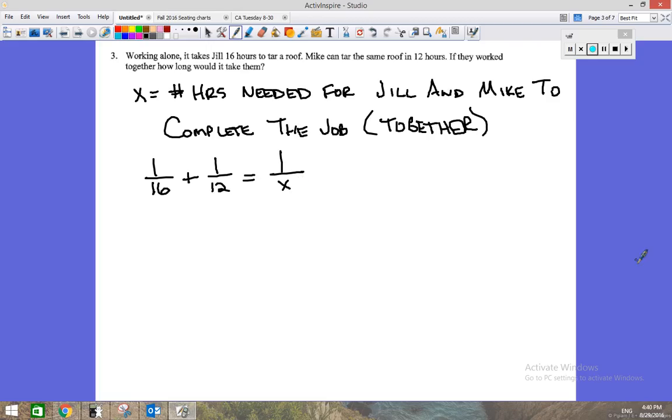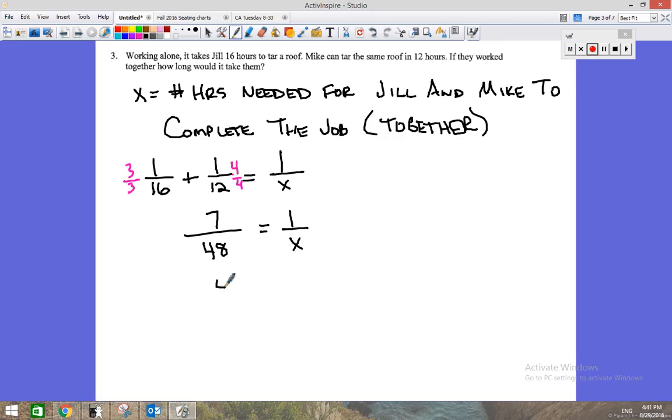With 16 and 12, 2 to the 4th power is 16, and 12 is 2 squared times 3. So 48 will be my least common denominator, 2 to the 4th times 3. Just take each base and the largest exponent that it appears, and you can see if I multiply this by 3 over 3, and this by 4 over 4, I'll have a common denominator of 48. 3 times 1 is 3, plus 1 times 4 is 4, and 3 plus 4 is 7.